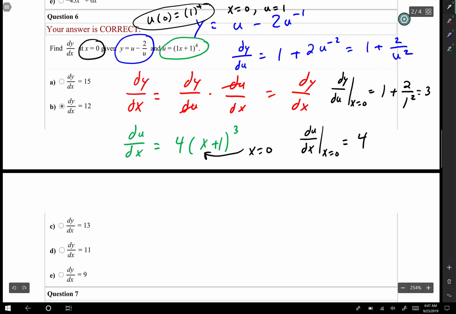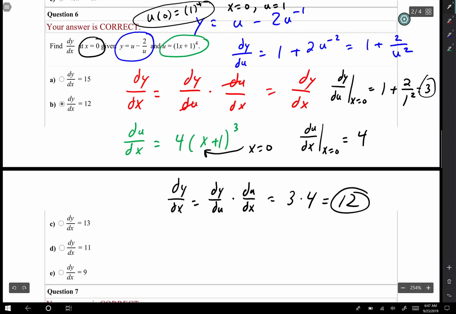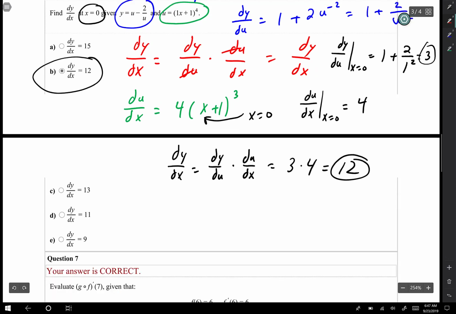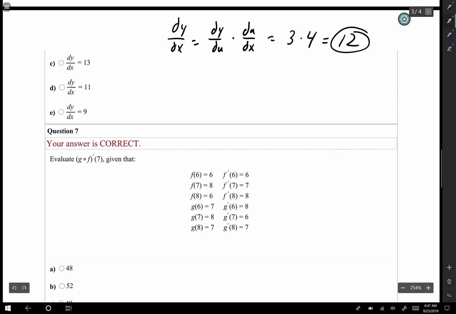So finally, dy/dx, which is equal to dy/du, which we said was 3, times du/dx, and du/dx we said was 4. So 3 times 4, 12. And there you go, guys. Hopefully that made sense. If it didn't, ask me again or rewind this.